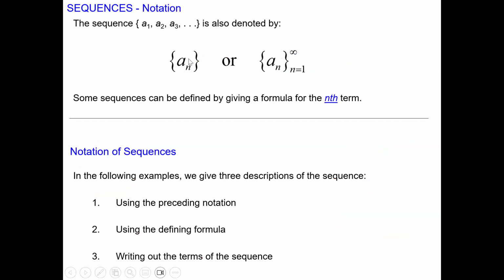That sequence can be denoted, yes, a sub n, with these curly brackets. We may put the formula inside, or we may put the expanded form, the terms, or we may also have this situation, where we indicate that we're starting with 1 and always going to infinity. As I mentioned, we will deal exclusively with infinite sequences. If nothing is indicated, like the initial point, we assume that it is 1. Or we may start from maybe 3, maybe 30, depending on where we want to start, but we will always go to infinity.